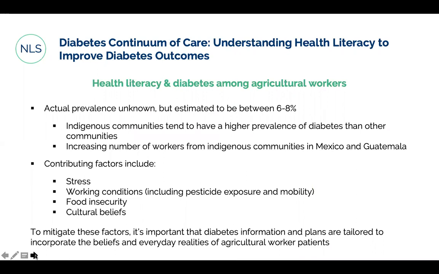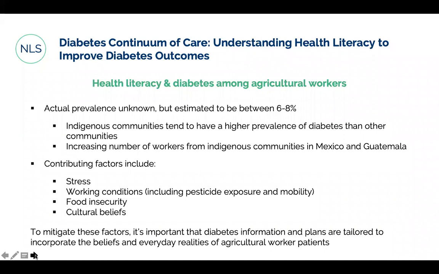We don't have accurate data on the rate of diabetes among ag workers. Some estimates say between 6% and 8%, but we actually believe the rate to be much higher than that. Indigenous communities tend to have a higher prevalence of diabetes than other communities, and there is an increasing number of workers from indigenous communities in Mexico and Guatemala. There are many contributing factors like stress, so job security and immigration status exacerbate levels of stress. Challenging working conditions lead to difficulties in preventing and managing diabetes.